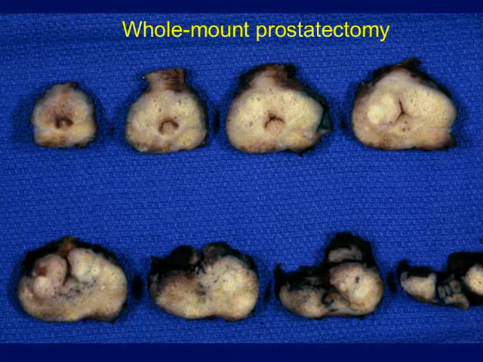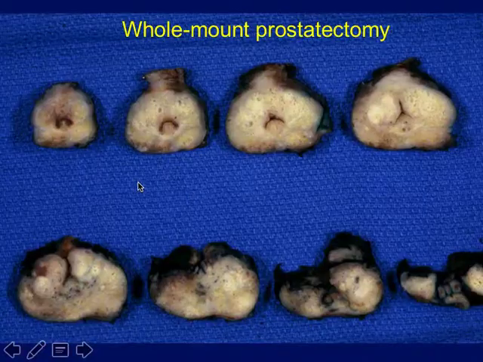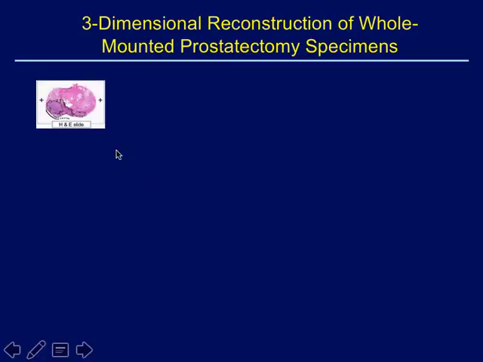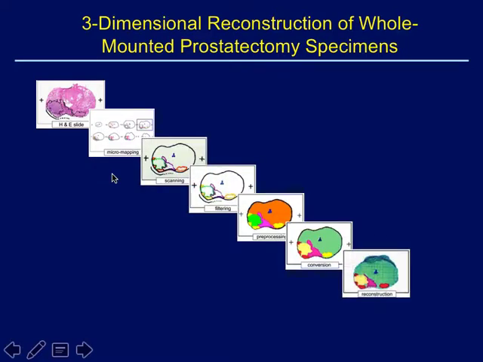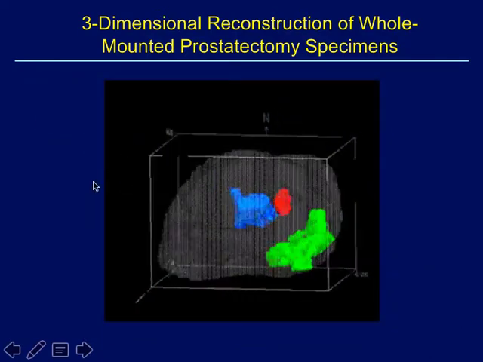We cut the prostate from apex to base every 4 millimeters. And then we take these, put them on large format slides, draw out grades, areas of extracapsular extension, etc. Then we draw these onto acetate maps. We scan them, go through a number of conversion steps in the computer, eventually to make a three-dimensional reconstruction.